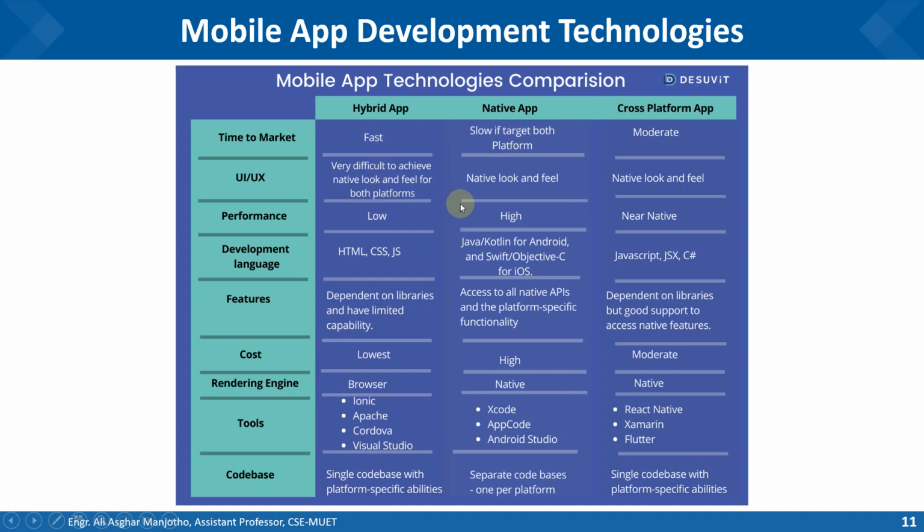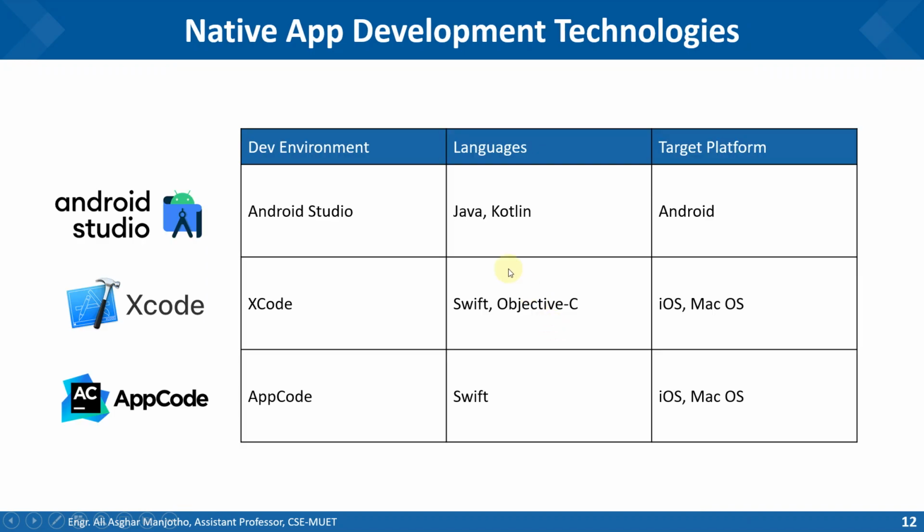And if we compare the performance of those different applications, the native apps will have a high performance, and then the cross platform will have somewhat lesser performance, and so on. So in this way you can compare them, and you can also have the same categorization in the following slides as well.